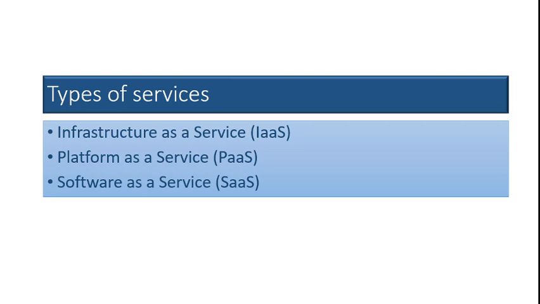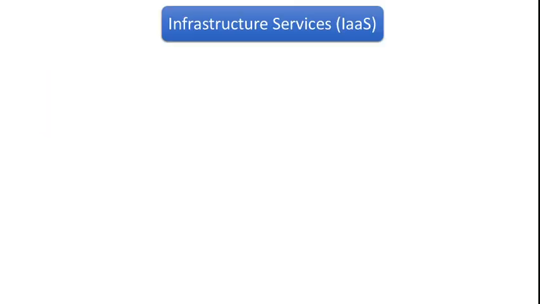Let's talk about types of services that cloud computing provides. First is infrastructure as a service, then platform as a service, and software as a service. These are the three main types of service. First let's talk about infrastructure as a service.